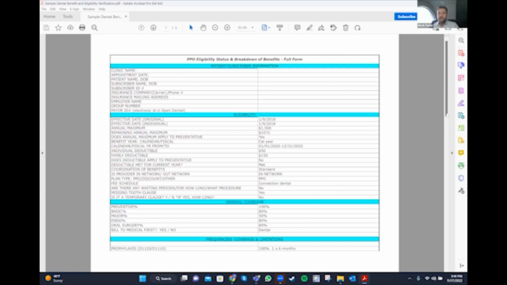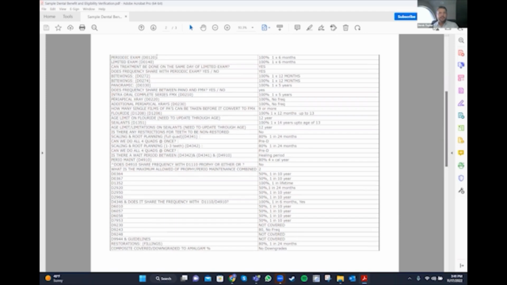So then what's in an advanced? As we keep coming down here, you see that we're reaching an area called frequency, coverages, and limitations. So let me tab down here. You're starting to get into a lot more of the details on different x-rays, the different types of scaling and root planing, crowns and bridges. If you notice all of these treatment codes, these are specific codes. This is actual sample benefit information from one of our groups.